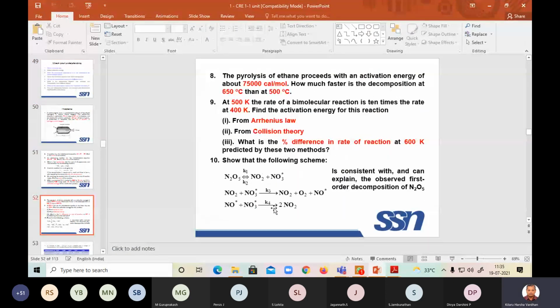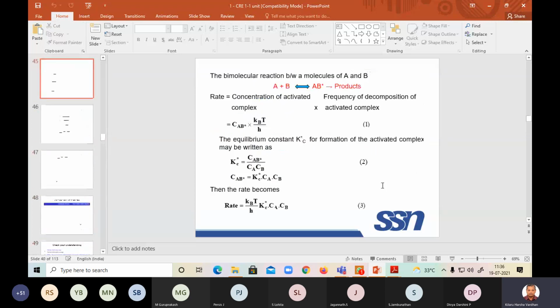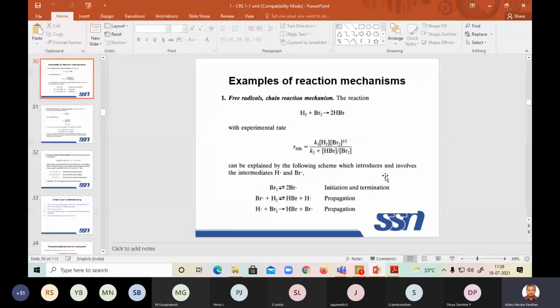So this is one more problem which they asked. Show that the following scheme, N2O5 gives NO2 plus NO3, NO2 plus NO3 star gives NO2 plus O2 plus NO, and NO plus NO3 gives 2NO2, is consistent and can explain the first order kinetics. This is what we just did. So you can do some more problems like this also. This is going to be the biggest challenge.